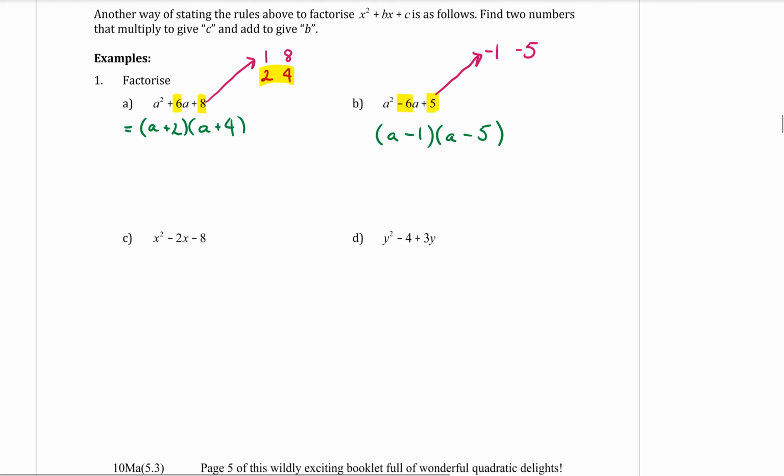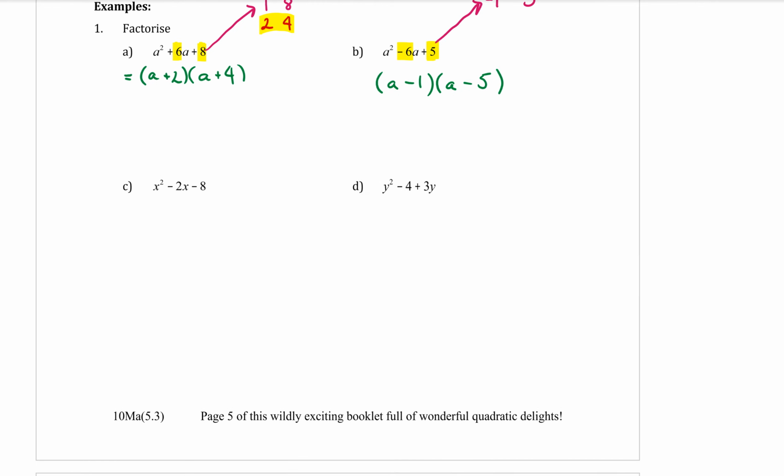Okay, let's keep practicing. For C, our pronumeral this time is x, so let's put an x at the beginning of both of our brackets. We are looking for two numbers that times to give -8 and add to give -2. This time, because the number on the end is negative, that tells you that only one of the numbers I'm looking for is going to be negative. If they were both negative, it would make a positive, just like in B. So I need one negative number.